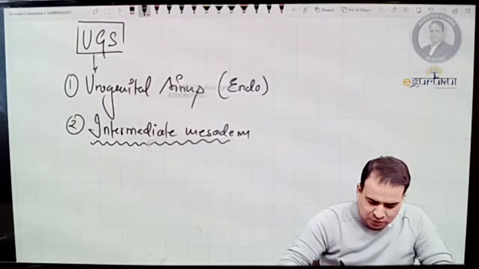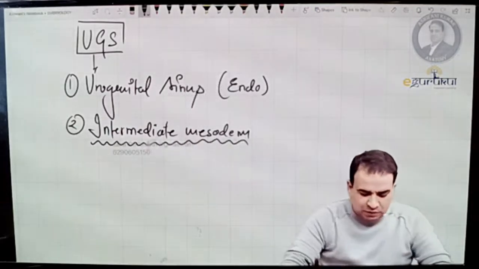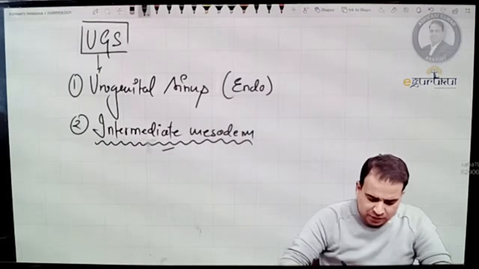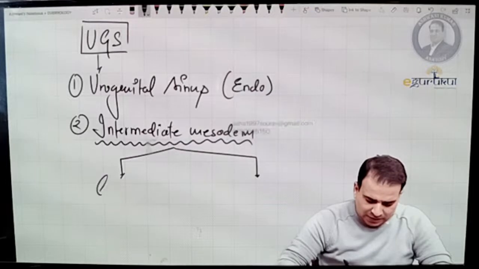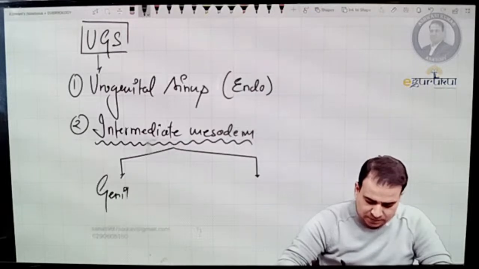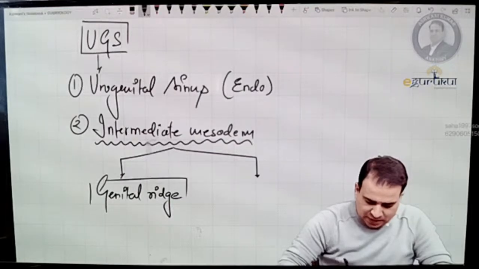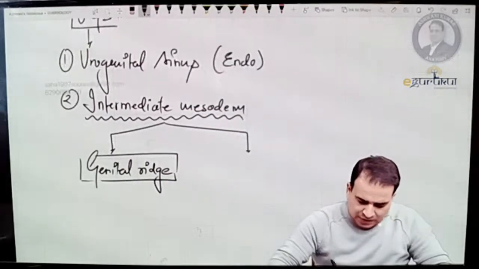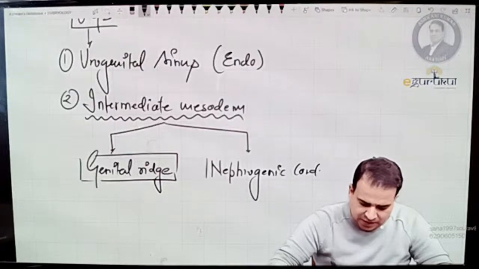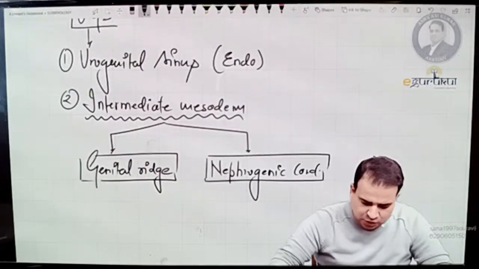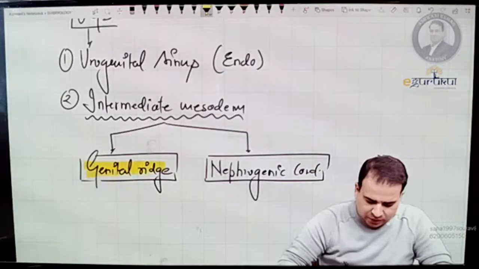Why this intermediate mesoderm? What will this intermediate mesoderm do? The intermediate mesoderm will further divide, or give rise to two things. One is the genital ridge, and also the nephrogenic cord. Genital ridge and nephrogenic cord. These are the two parts which we need to focus on for now.